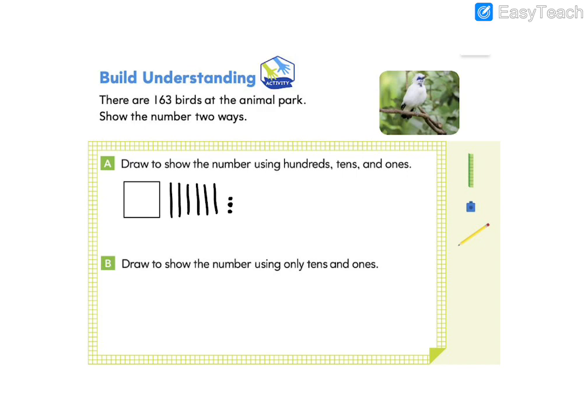Now, if you look at letter B, it says to draw to show the number using only tens and ones. So what do we do with this 100? We can't use a 100 block here. We need to only use tens and ones. Well, what is 100 equal to? If you remember, 100 is equal to 10 tens. So we're going to take this 100 block and draw 10 tens.